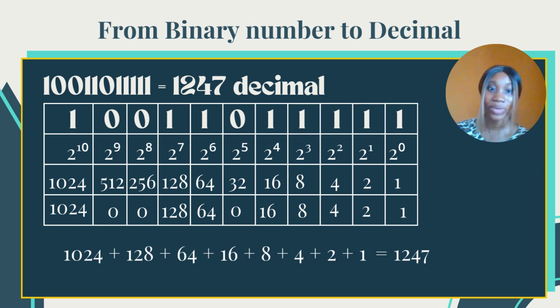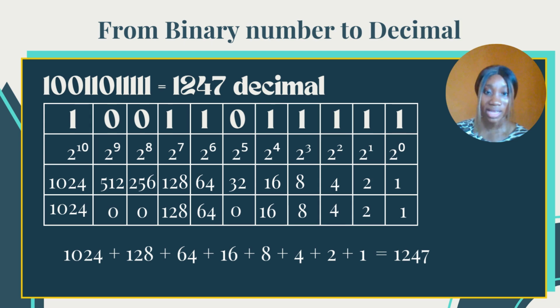So from the end, we have 2 raised to power 0, followed by 2 raised to power 1, 2 raised to power 2, 2 raised to power 3, 2 raised to power 4, 2 raised to power 5, 2 raised to power 6, 2 raised to power 7, 2 raised to power 8, 2 raised to power 9, and finally 2 raised to power 10. So 2 raised to power 10 gives us 1024. 2 raised to power 9 gives us 512. 2 raised to power 8 gives us 256. 2 raised to power 7 is 128.